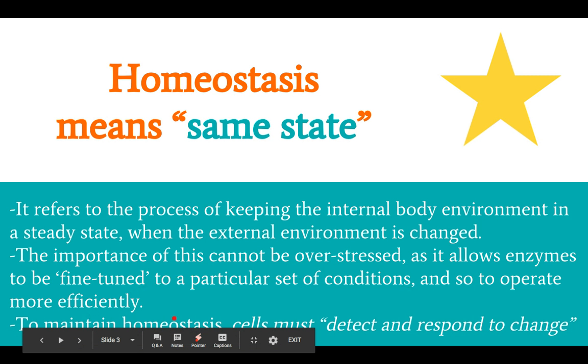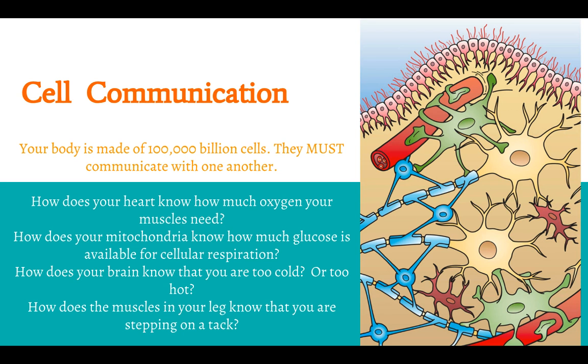So in order to maintain homeostasis, cells must be able to detect and respond to change. And we're going to talk about the two ways that humans detect and respond to change. How do our cells do that? There's two systems. I'll just tell you. The nervous system and the endocrine system. Those are the two ways that our cells communicate with each other to do that. Okay.